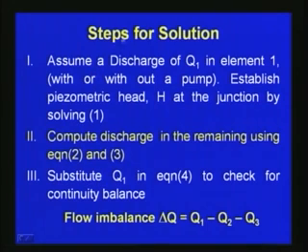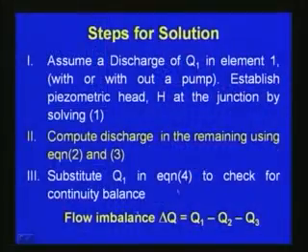We start with step number 1: assume a discharge Q1 in element 1, with or without a pump. If there is a pump in this particular system, we have to consider the pump separately. So, we assume a discharge Q1 in element 1, then establish the piezometric head H at the junction by solving equation number 1, and then we compute the discharge in the remaining elements using equations 2 and 3, and then we substitute in equation 4 to check for the continuity balance. So, the flow imbalance will be delta Q is equal to Q1 minus Q2 minus Q3.